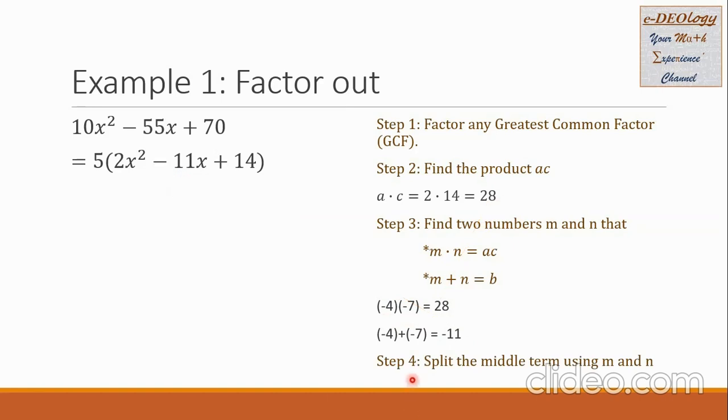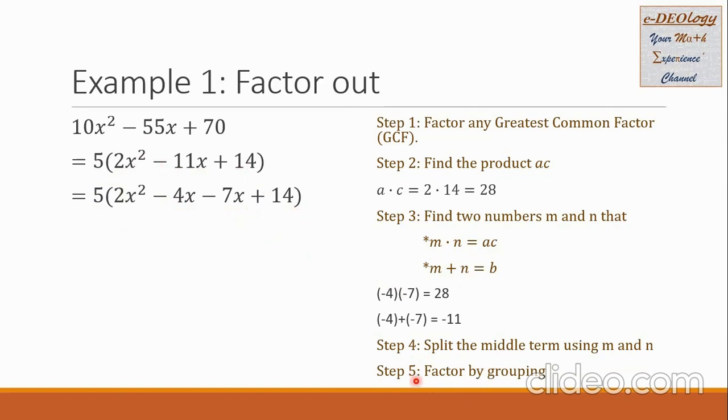So step 4, we're going to split the middle term using m and n. It means to say we're going to rewrite this trinomial, but the middle term we must split using this m and n here. So as you see now, in this line, the 5 is copied. The 2x squared is copied down here. The negative 11x is now split into negative 4x and negative 7x, and then plus the constant 14.